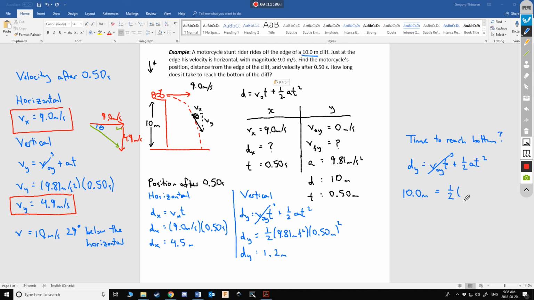We know our acceleration is 9.81 meters per second squared. And we can solve for t squared. So 10 times 2 divided by 9.81, square root. You get a value of 1.43 seconds. And that is our final answer.